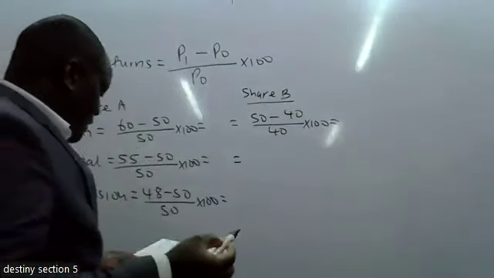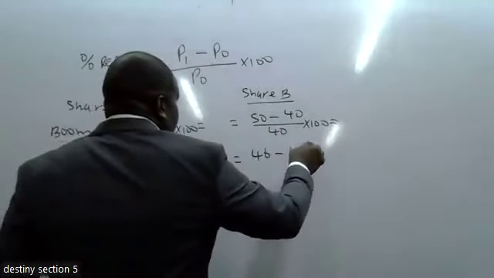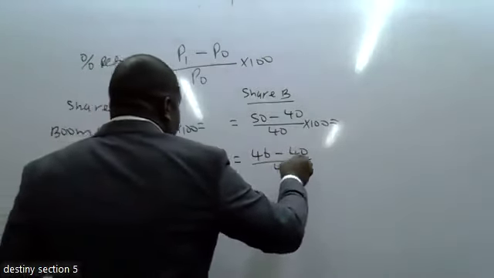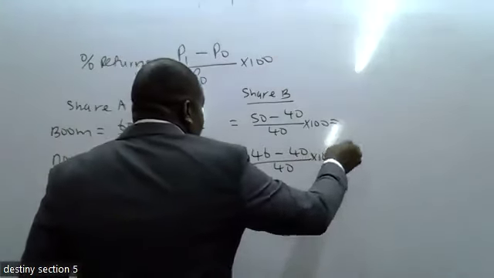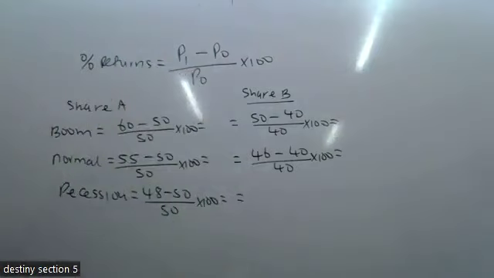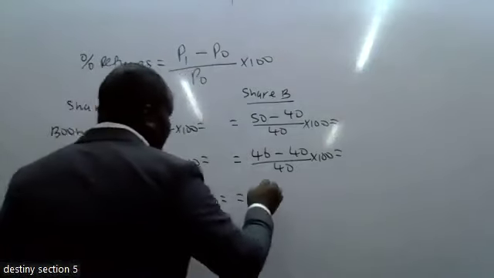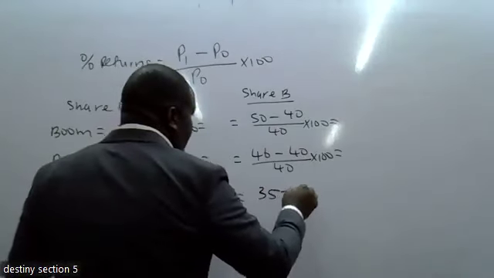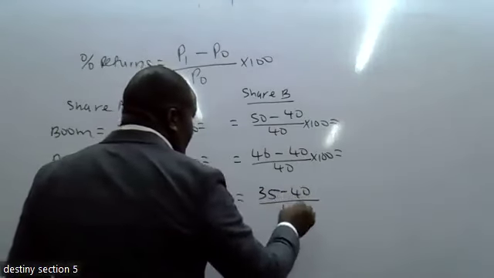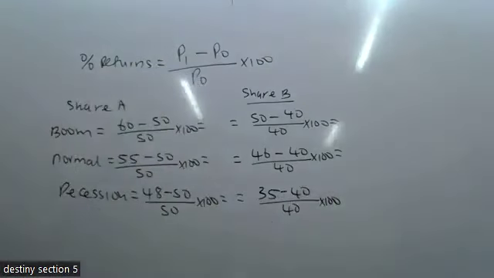The next one is 46. You also take 46 minus 40, also divide by 40, and express it as a percentage. Then the one that is 35, also minus 40, also divide by 40, and express it as a percentage. So that is for share A and B.